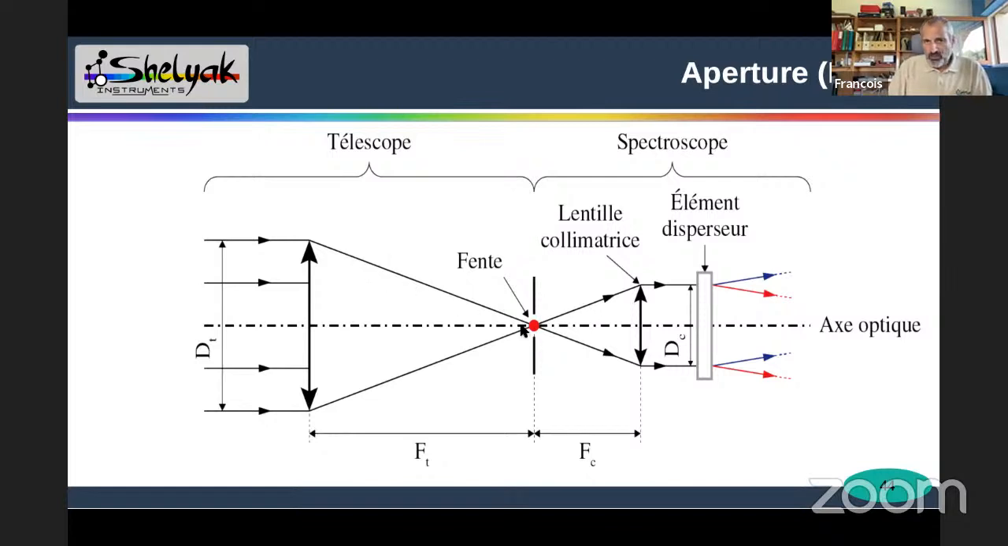Of course, the angle of the beam here must be the same in the spectroscope to be sure that we catch all the photons. This is the beginning of the spectroscope. You recognize the collimator lens, you recognize the dispersing element, and so on. So this is the perfect law.